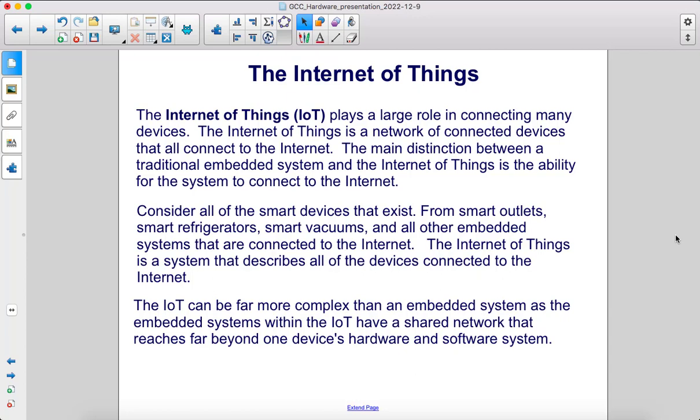The Internet of Things is a system that describes all of the devices connected to the Internet. The Internet of Things can be far more complex than an embedded system, as the embedded systems within the Internet of Things have a shared network that reaches far beyond one device's hardware and software system.